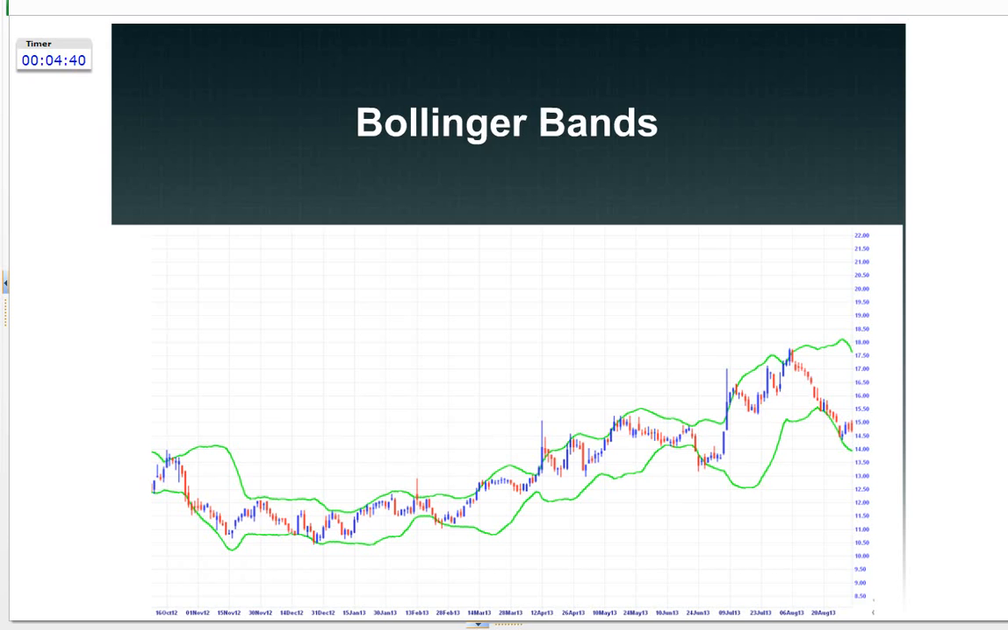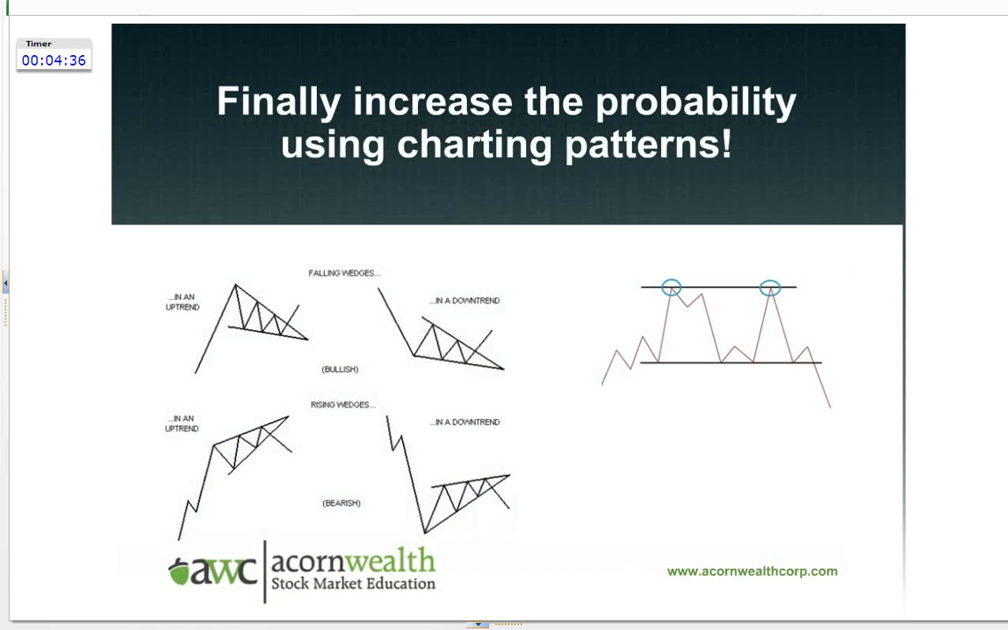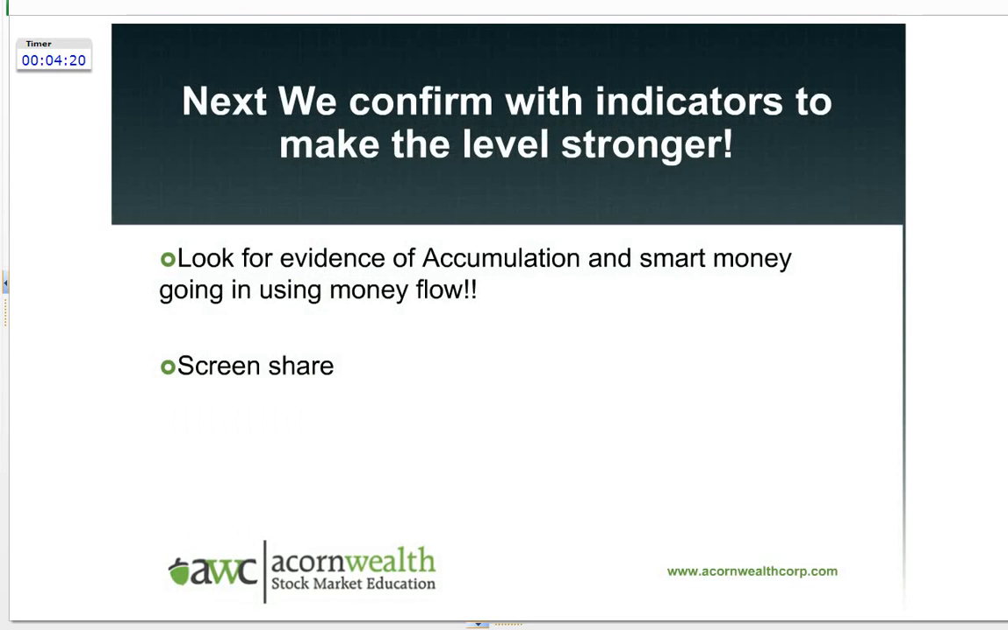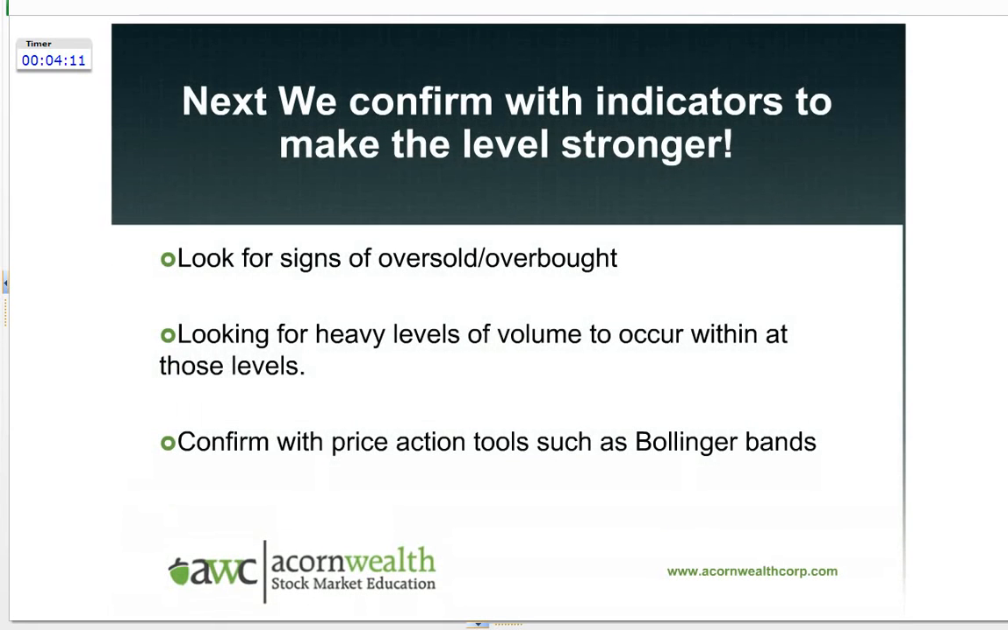Finally, once we've looked for the indicators to confirm, we then look for the charting pattern to confirm. We talked about that a little bit. Make sure the charting pattern coincides with what we're looking for. And then finally, what we look for is accumulation and the smart money going in, using money flow. Essentially, the money flow indicators, Chaikin money flow, show you whether smart money is buying or selling. And here's a slide of that.